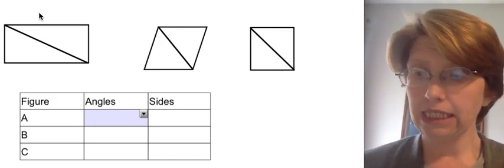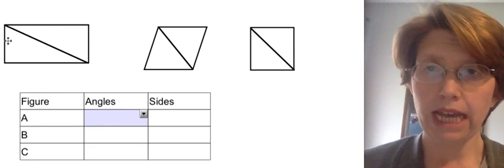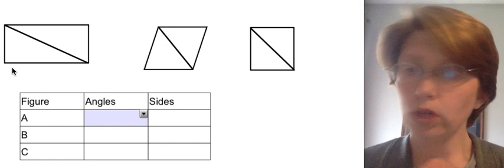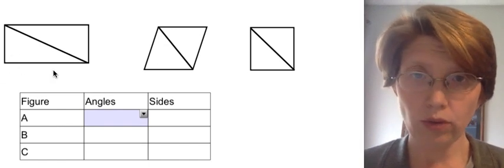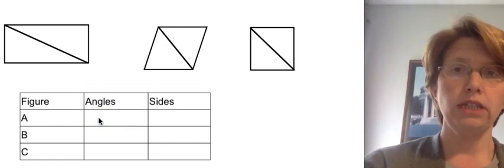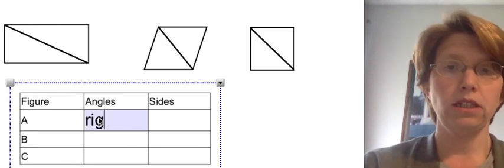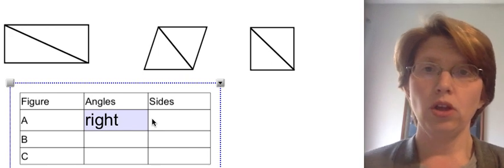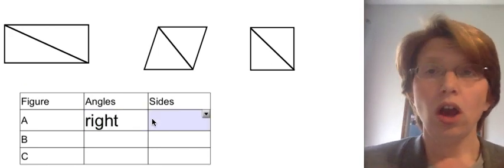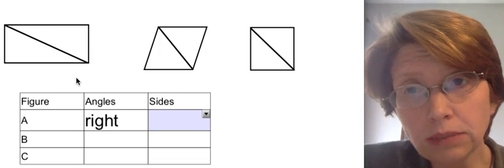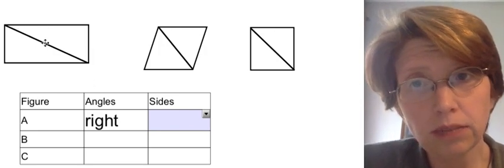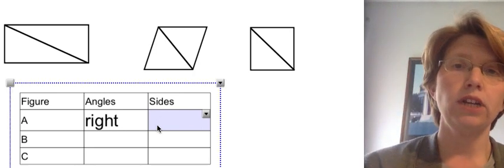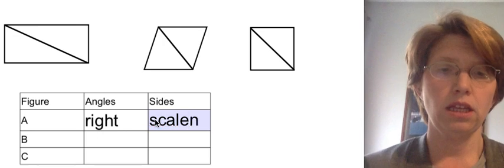So if I look at this, this is A, and it was a rectangle, and it was sliced right down the middle diagonally. According to the angles, well, we see this corner right here. So according to the angles, it's going to be a right triangle. According to the sides, all of those sides are going to be different. This one is going to be longer than this, and this is shorter. So if they're all different, that is going to be scalene.